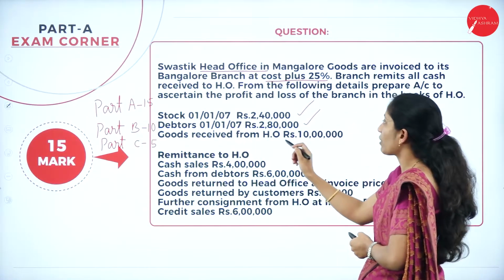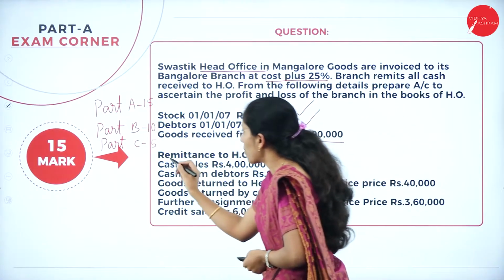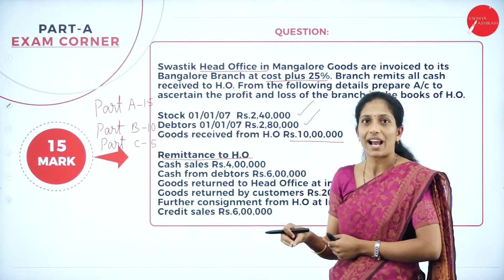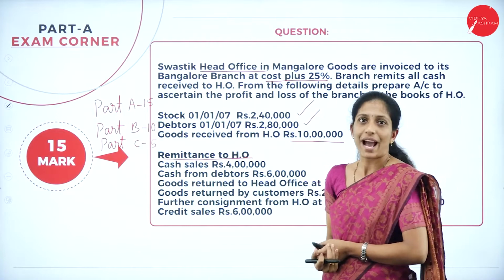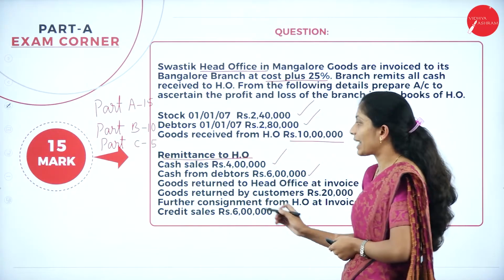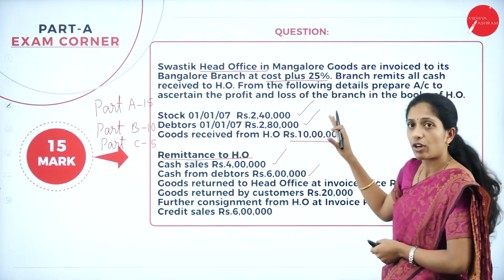Next, goods received from head office, that is rupees 10 lakh. Next, whatever amount is remitted to the head office. Whatever income is earned in the branch has to be returned back to the head office. Here also we have cash sales and cash from debtors. Next, goods returned to head office at invoice price. Hope you have gone through the problem.